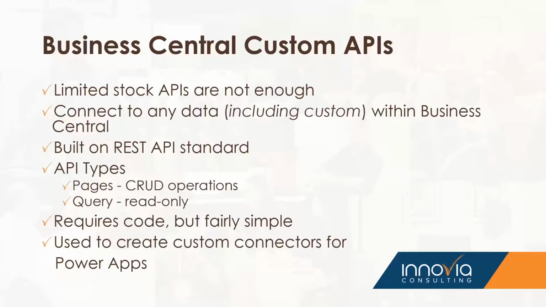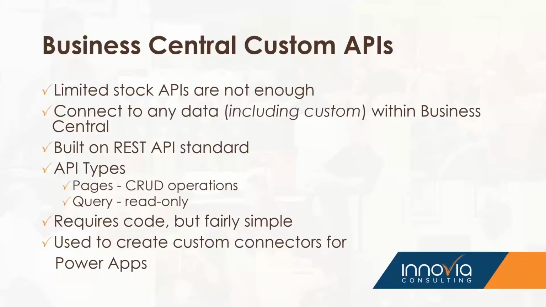So when you open the customer card, that is a page of type card. When you open the customer list, that is a page of type list. And so what Microsoft did is they just created another type of page called API. They also created another type of query called API. And so you have two options when you're going to create a custom API. You can use a page or a query and set its type to API.